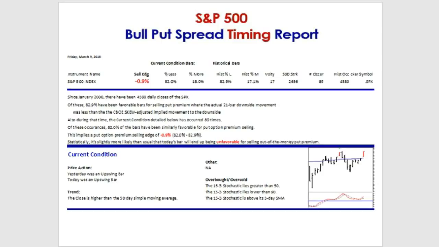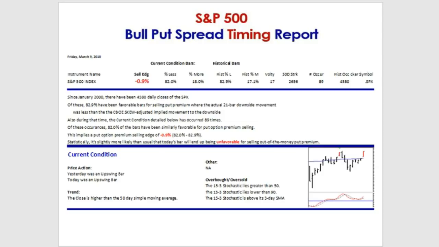Let's go to the bull put spread timing report. This is for those of you that like to sell put premium a standard deviation away, 30 days out or so. This kind of gives you a gauge of where things are at. As I mentioned, we've had roughly 4,580 closes of the S&P 500, pushing 4,600 since January of 2000. Of those, 82.9% have been favorable bars for selling put premium 30 days out, a standard deviation away, where the actual 21-bar downside movement was less than what was being implied by the SIBO skew-adjusted VIX.